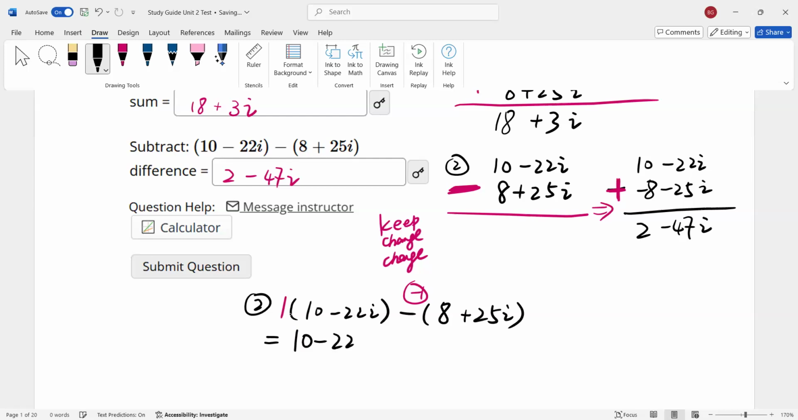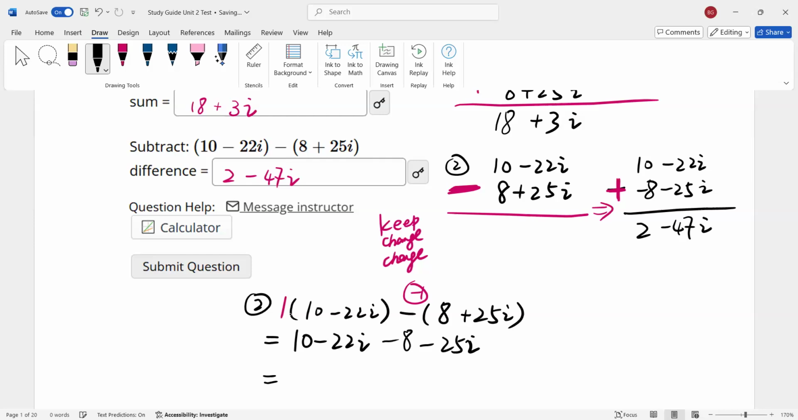10 minus 22i, because 1 times 10 is still 10. 1 times negative 22i is the same thing, right? And when the coefficient of a parenthesis is a negative 1, it's also a special case. What we need to do is remove the parentheses and then change whatever is inside the parentheses to their opposites. Opposite of a, negative a. Opposite of 25i, negative 25i. And then we combine like terms.